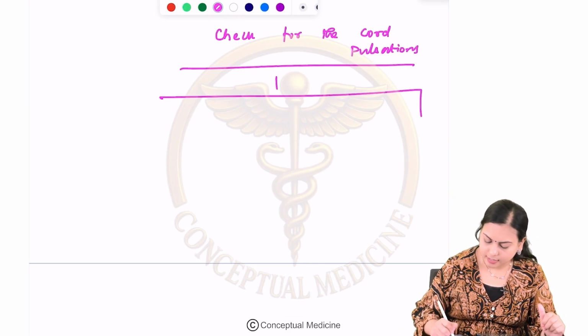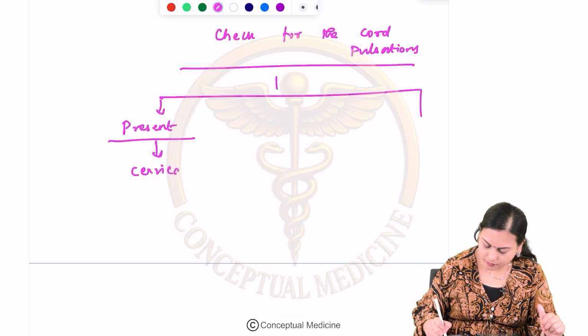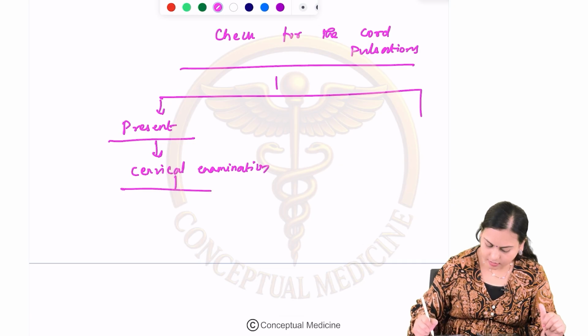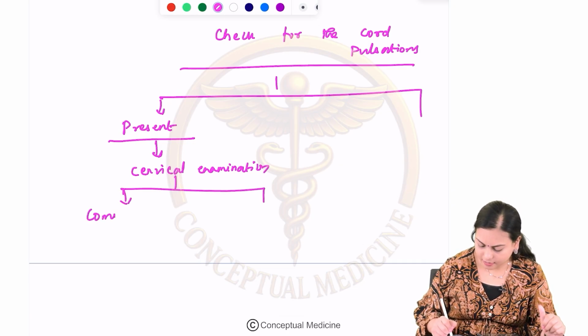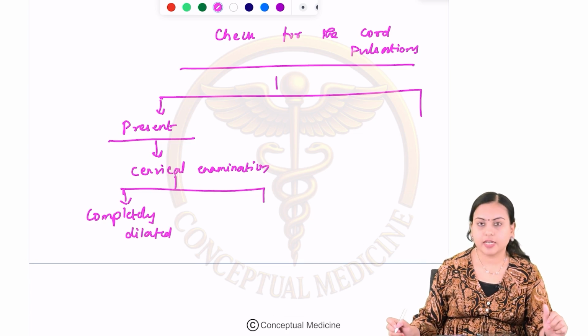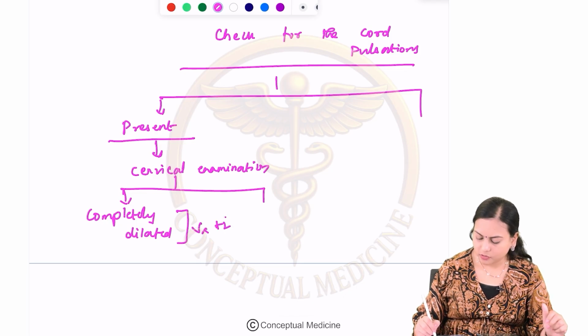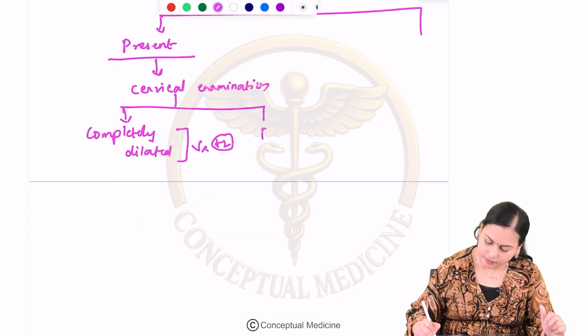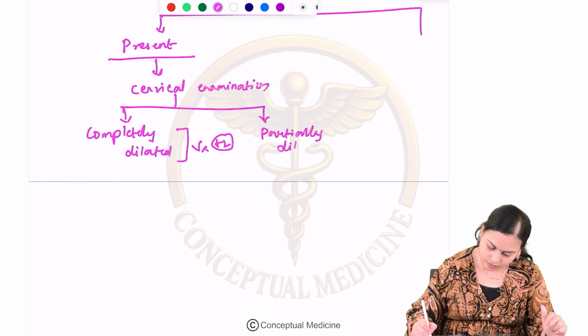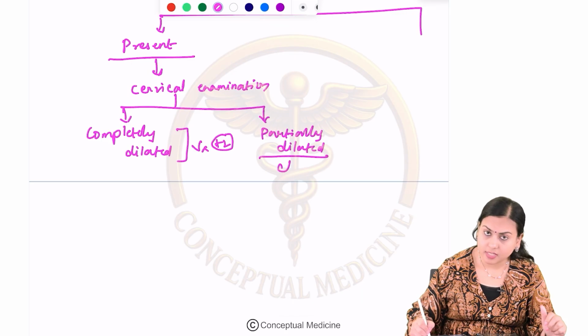When it is present, you can perform a cervical examination, and when the cervix is completely dilated, vaginal delivery can be tried, especially if the vertex is below +2 station. Suppose the cervix is partially dilated, you can go for cesarean section.